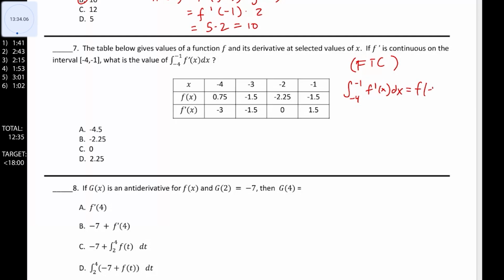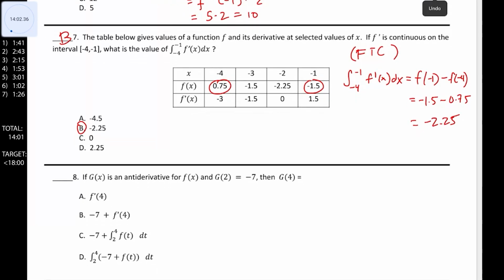So f of -1 minus f of -4. Both of these values can be found in the table. F of -1 is -1.5, and f of -4 is 0.75. So we have -1.5 minus 0.75, that's going to be -2.25. Oh, not D. Let's take that back. It's B. Went a little too fast there.